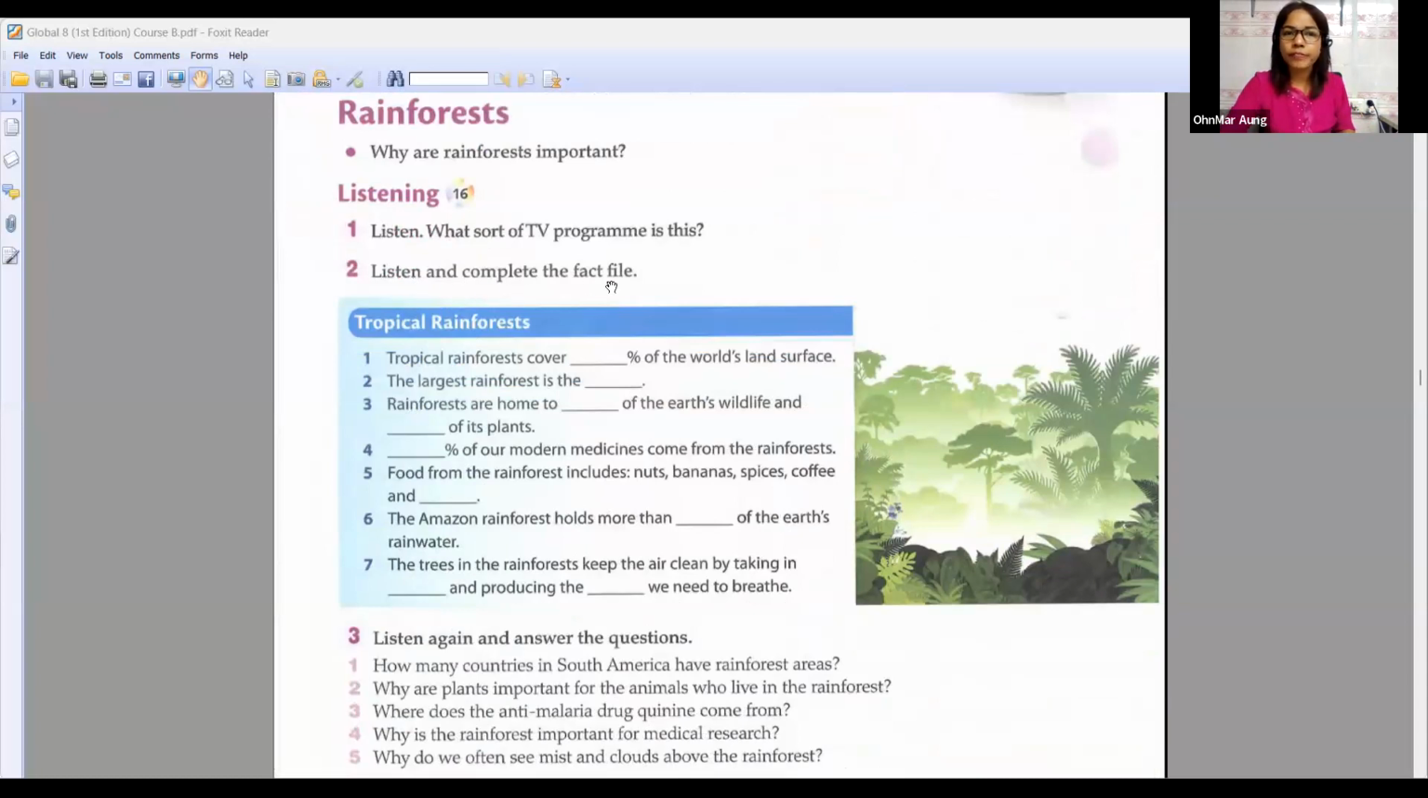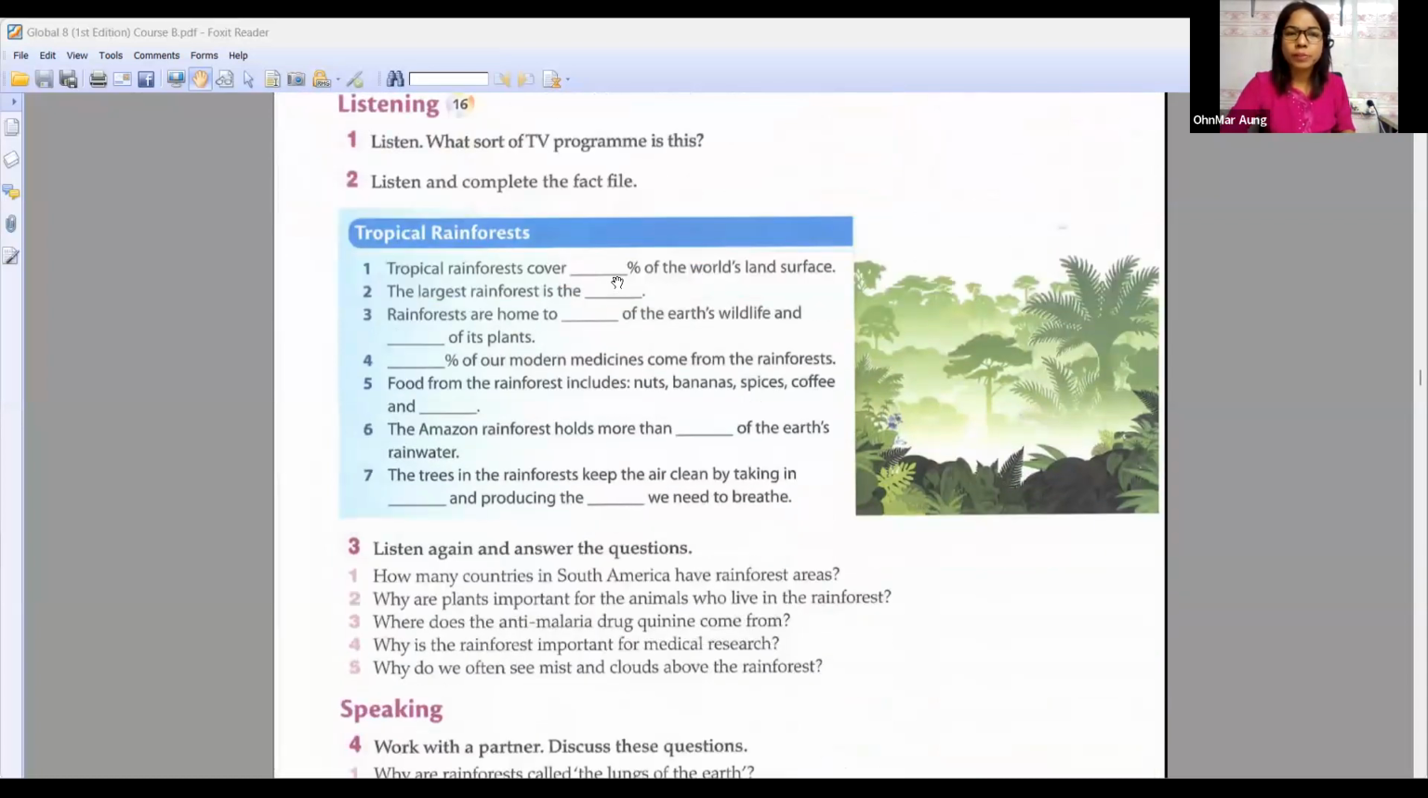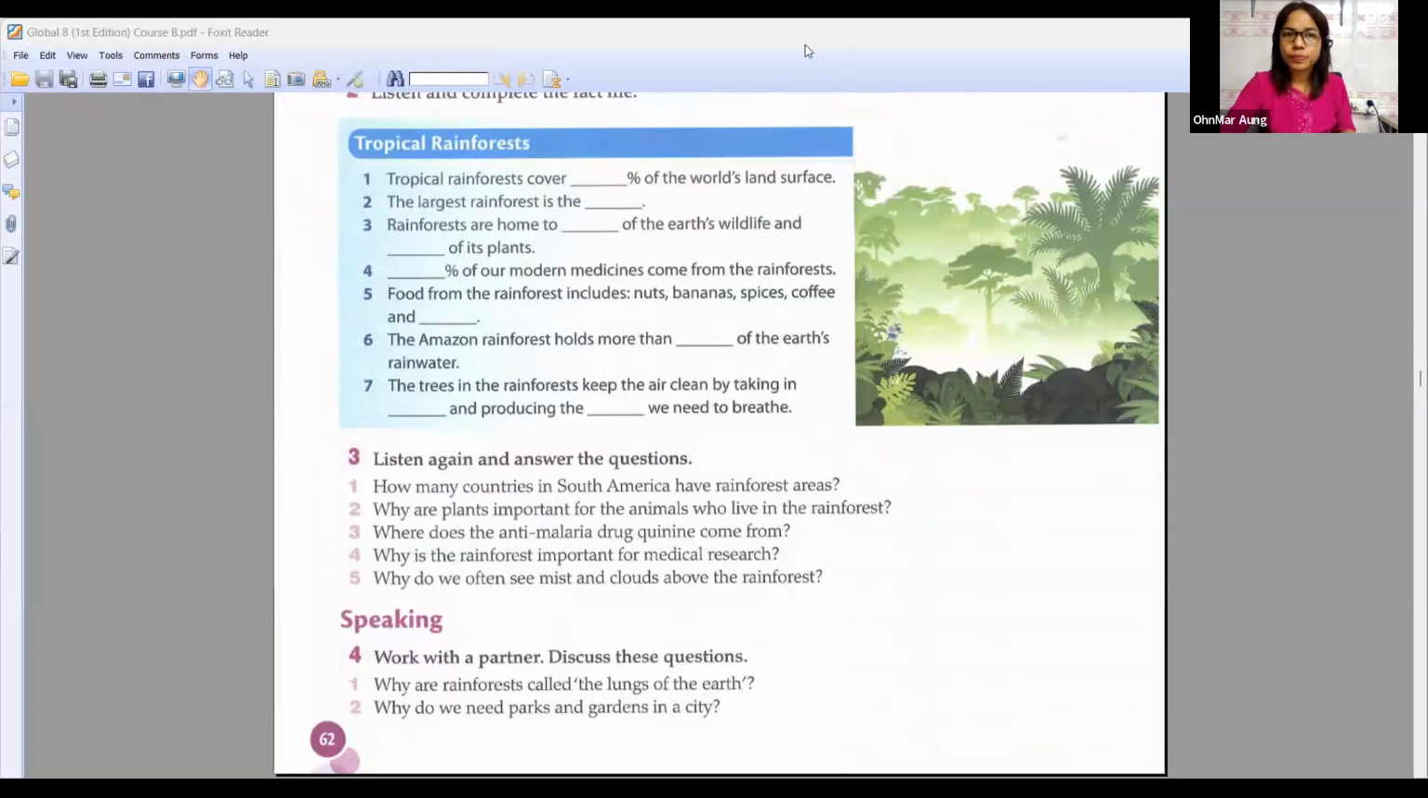Listen and complete the fact file. Number 2. Please read the questions before you listen. 1 to 7, you need to fill in the gaps. Read the questions quickly to get a general idea. Read silently while I'm preparing.